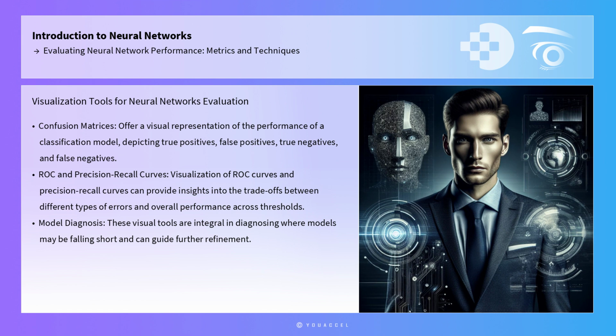Beyond metrics, visualization tools play an essential role in evaluating neural networks. Confusion matrices, for instance, offer a visual representation of the performance of a classification model, depicting true positives, true negatives, false positives, and false negatives. Visualization of ROC curves and precision recall curves can also offer insights into the trade-offs between different types of errors and the overall performance across thresholds. These visual tools are integral in diagnosing where models may be falling short and can guide further refinement.